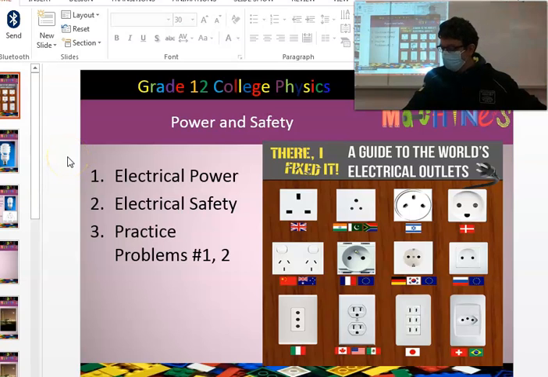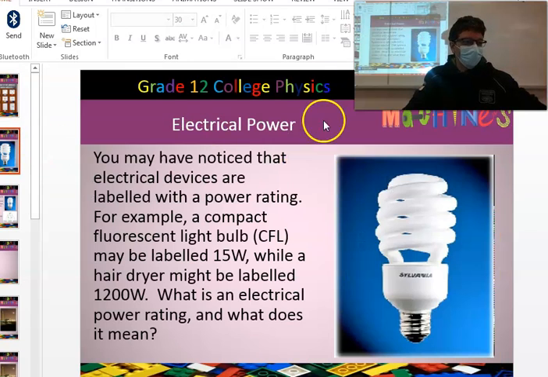Alright, so today's lesson is going to be on power and safety in electrical circuits. So let's start with power. Now whenever you go and buy a light bulb, it might say 15 watts. Alright, well, what's a watt?